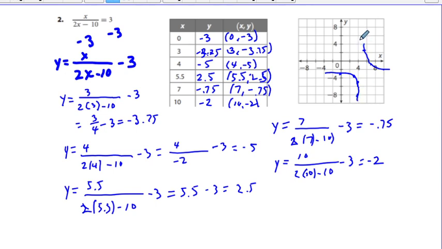So we can see that we have a vertical asymptote right here and a horizontal asymptote right here. And that's as far as I want to take that one.